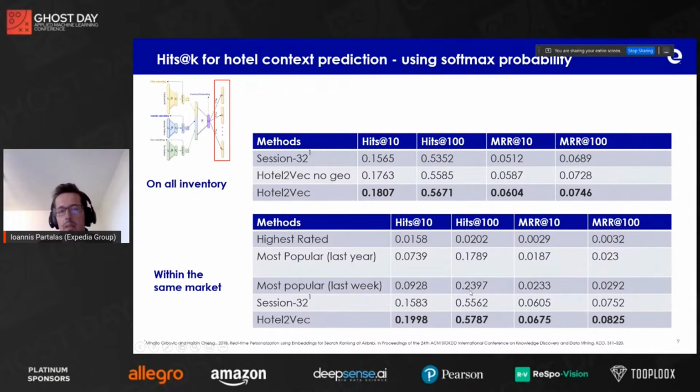And you can see similar results when you compare within the market. So when you restrict the evaluation, not across the whole inventory, but only for the same market. And this is how we can also use these baselines, most popular, etc. So you can already see that even popularity, which plays a role, gives a good baseline, but it's not enough to make good predictions, right?